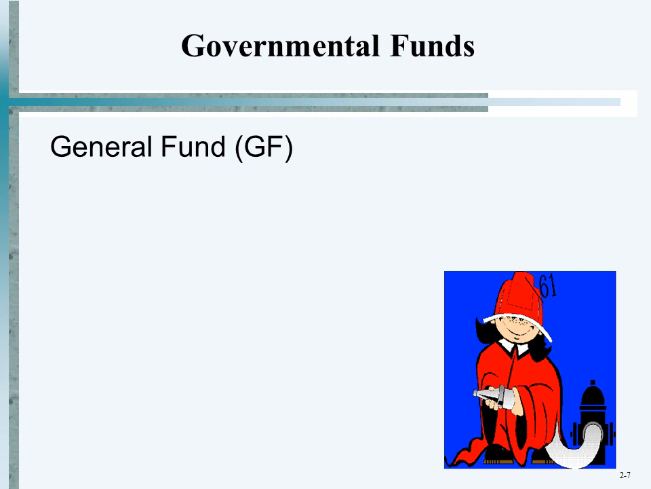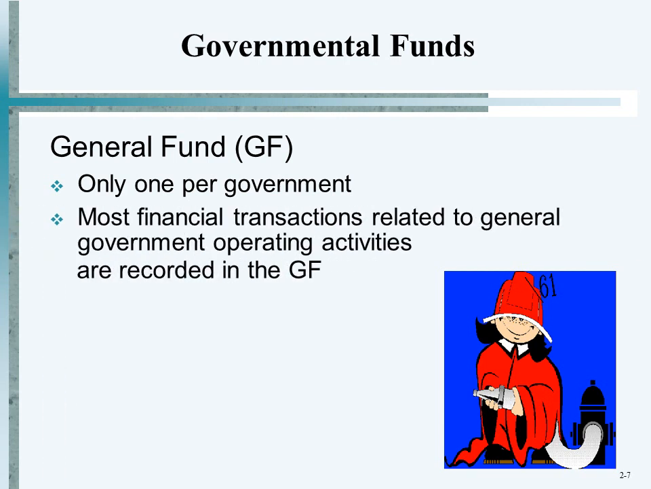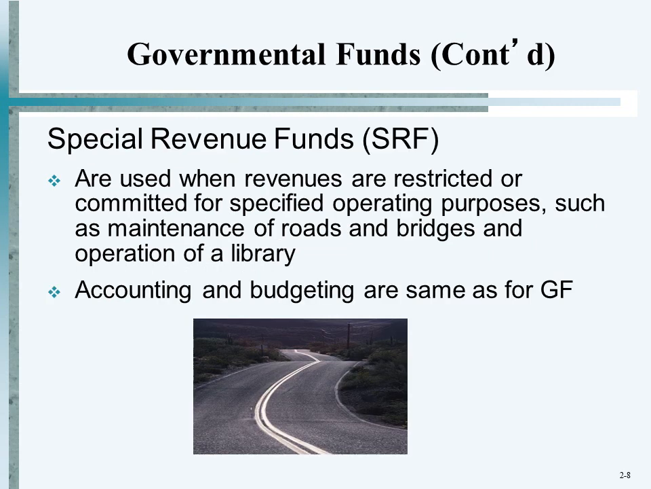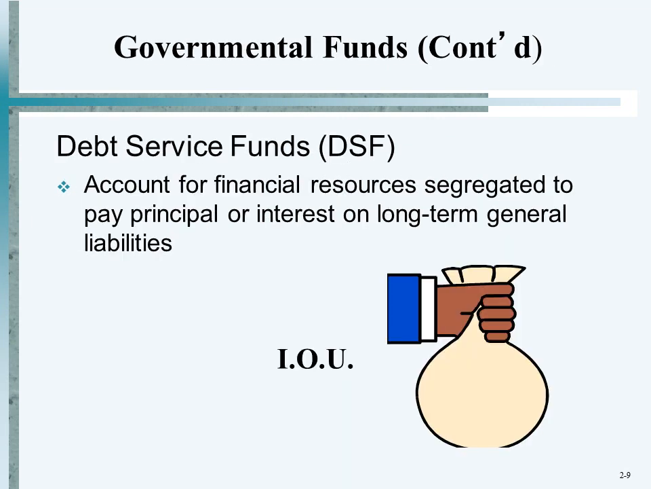We'll start talking about some of the specific types of governmental funds. There's the general fund. There's only one per government, and most of the financial transactions that are related to general government operating activities are recorded here. Special revenue funds. These are used when there's revenues that are restricted for a specific operating purpose, like building roads or bridges or running the library. And the accounting and budgeting that are done are the general fund.